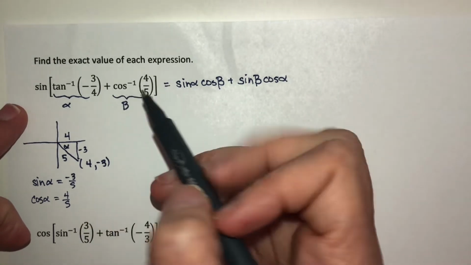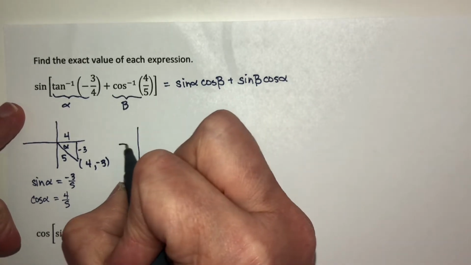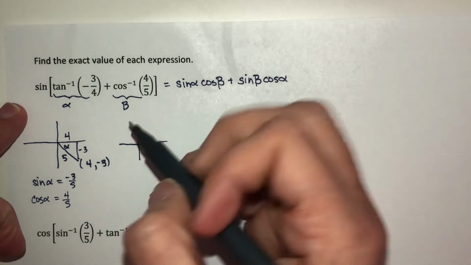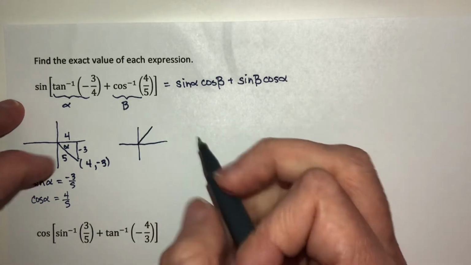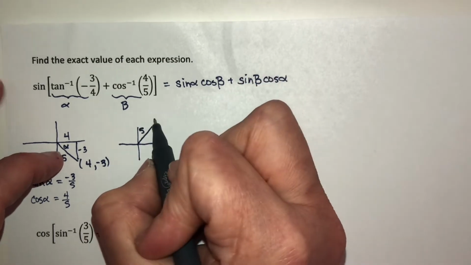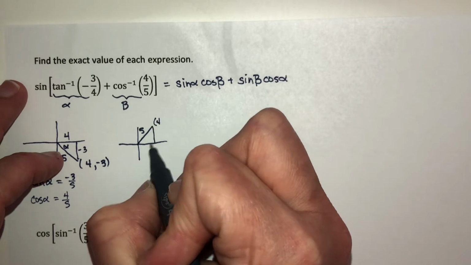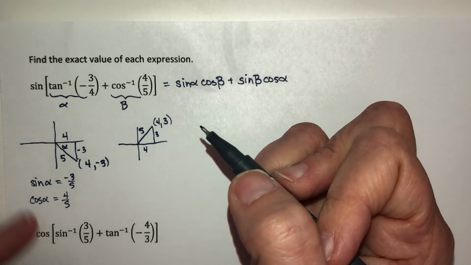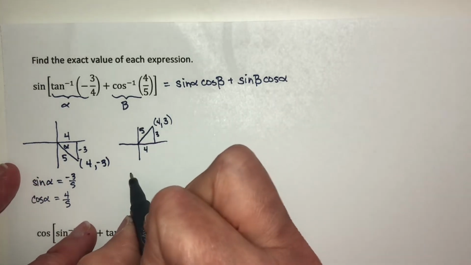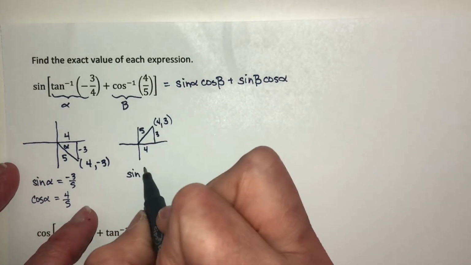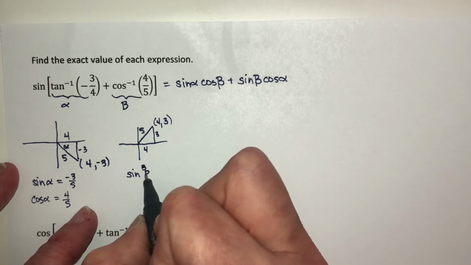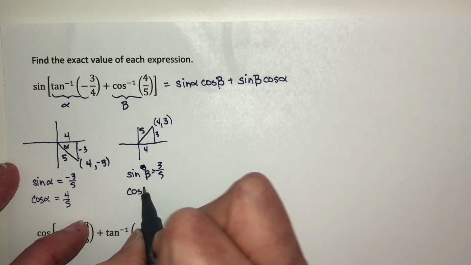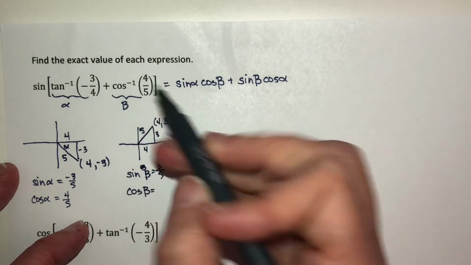Now let's do the same thing for beta. And inverse cosine will give us an answer here or here. And cosine is positive in the first quadrant. So I have, this is 4, this must be 3. So it's still a 3, 4, 5 right triangle, it's just in the different quadrant. So our sine value is going to be 3/5. Sine of beta is 3/5, and cosine of beta should be 4/5, and it is.